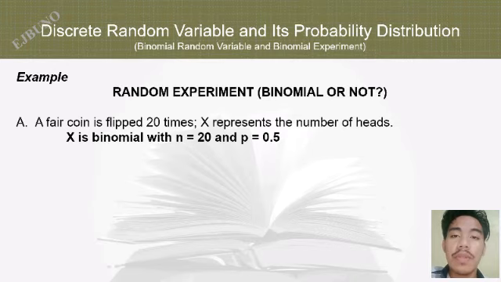The first one: a fair coin is flipped 20 times. X represents the number of heads. So this experiment is a binomial one because X is binomial with n, which is the number of trials, equal to 20, and p, which is the probability of success, equal to 0.5.